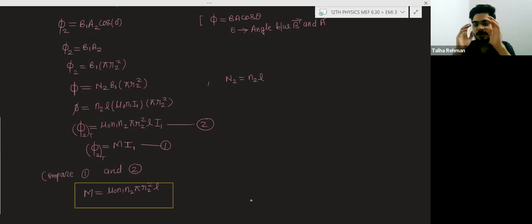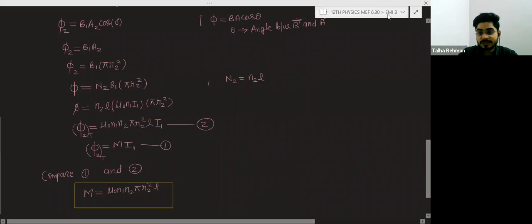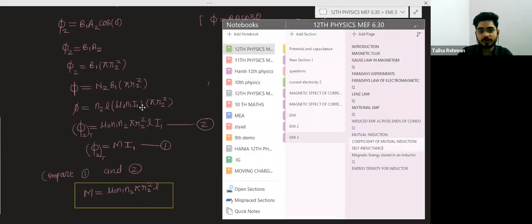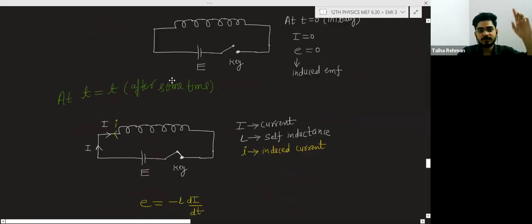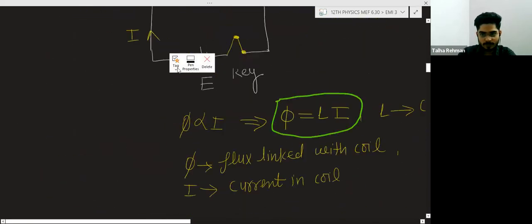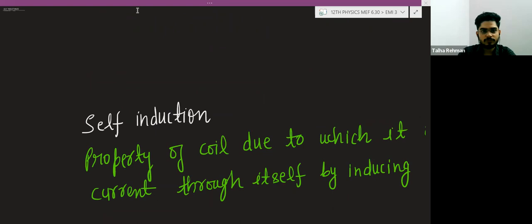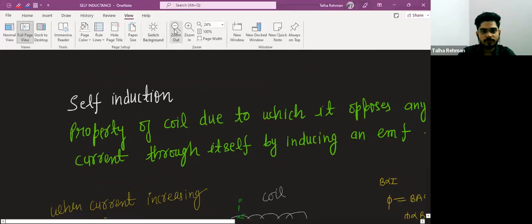Now we have discussed mutual induction. For mutual induction, there is a requirement of two coils. Now for self induction, there is a requirement of one coil. What will happen in self induction? Now see, focus on your screen properly.